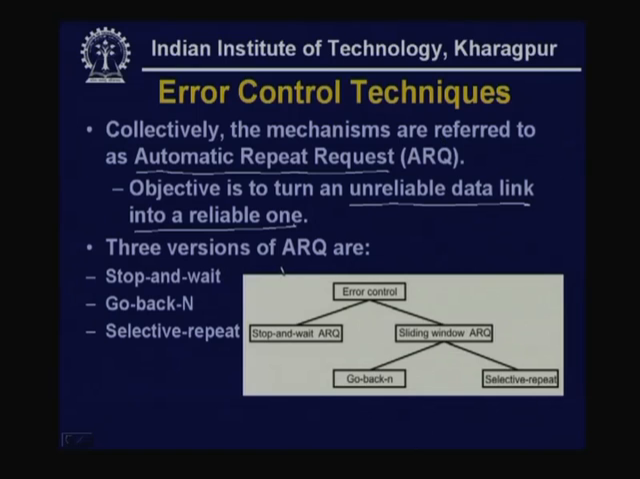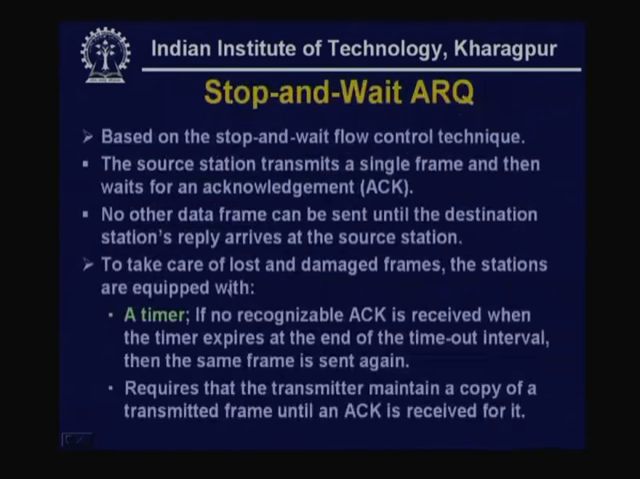And there are three versions of ARQ techniques. One is known as stop and wait, based on stop and wait flow control. Second is go back N, based on the sliding window protocol. Then selective repeat, which is also based on the sliding window protocol. So, these are the three ARQ techniques which are used, and we shall discuss them one after the other. Let us first consider the stop and wait ARQ technique. As I mentioned, it is based on the stop and wait flow control technique.